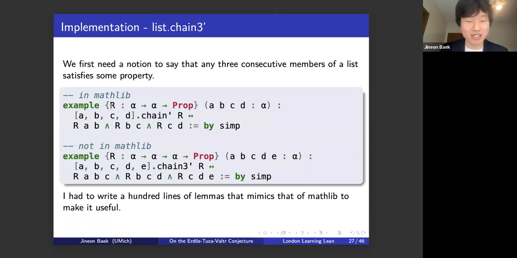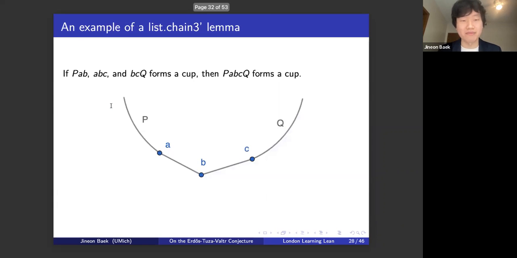And this one, which I named chain 3 prime, is not in Mathlib. It turns out that I had to write a bunch of code only for this chain 3 prime, a bunch of lemmas, some simp lemmas and some non-simp lemmas, to make it workable to prove other things. So I had to duplicate a small portion of Mathlib for chain 3 prime.